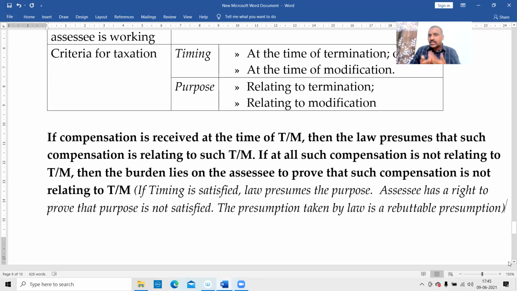Okay, what is communication? So you have to understand what is not said. You have to understand what is not said.